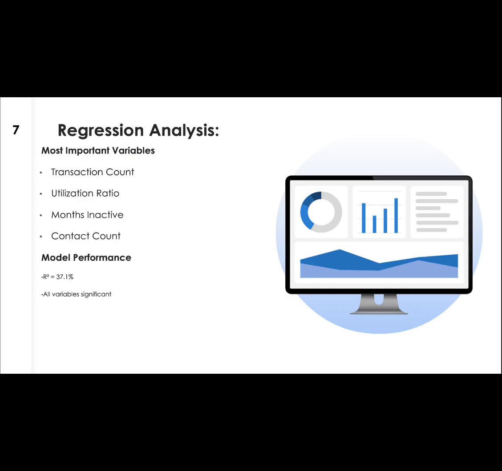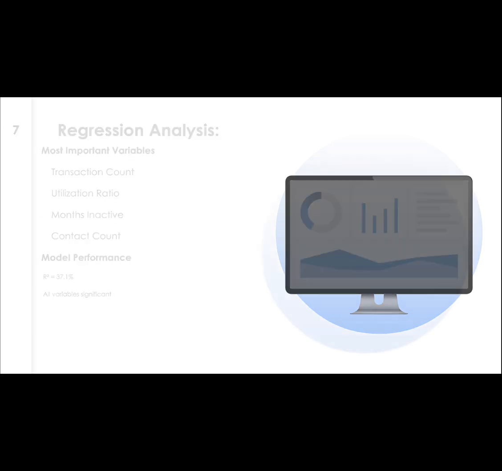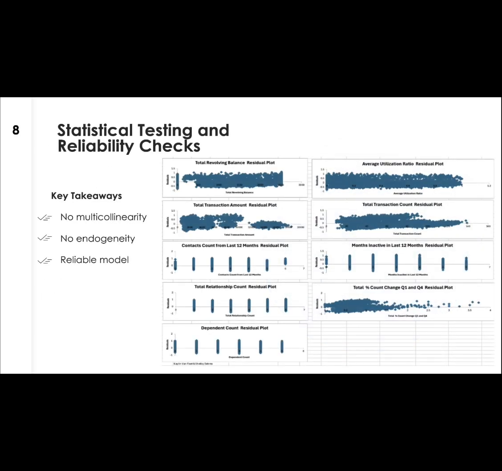Meanwhile, each additional month inactive significantly increased the probability of churn. We also found that customers with higher utilization ratio and stronger relationships with the bank were less likely to leave. We analyzed residual plots to check for nonlinear patterns and heteroscedasticity. Most of the residual plots appeared random, which suggests the model was generally reliable.